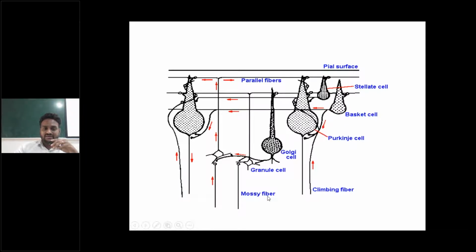So this is a small assignment for you. Why are these fibers called mossy fibers? Why are these fibers called climbing fibers? Go through the book once. Okay, so these are the fibers and white matter of the cerebellum.